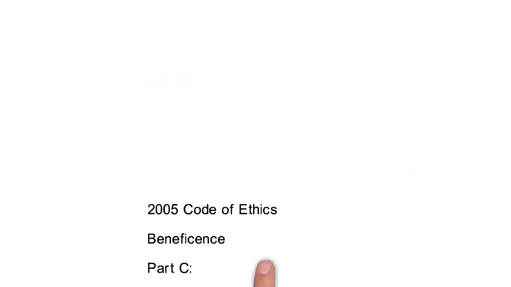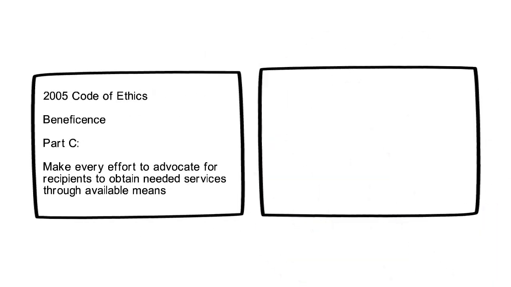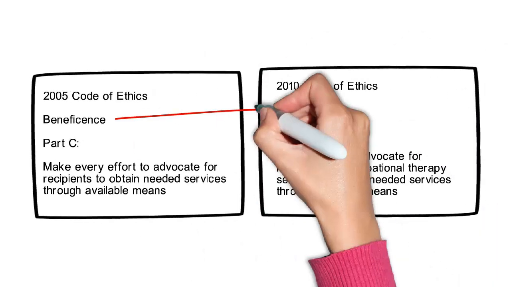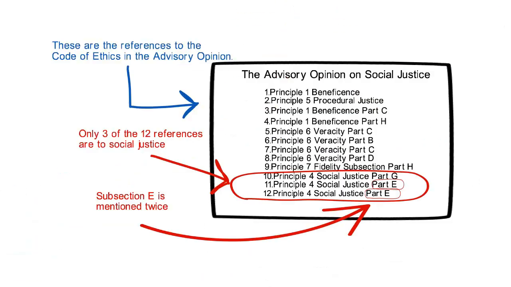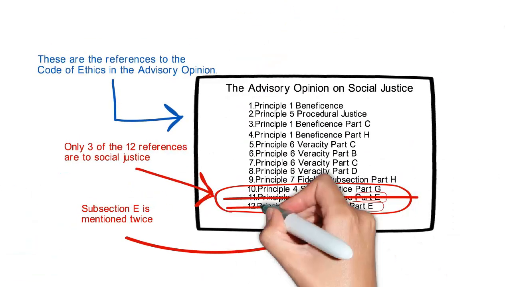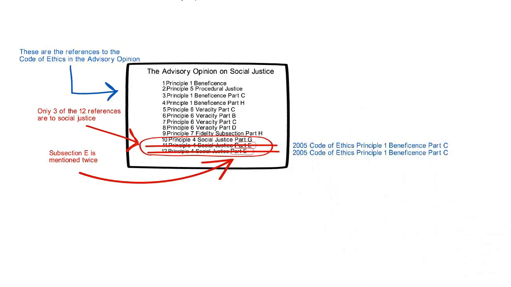Part E, for example, was simply transferred from the old Principle of Beneficence in the 2005 Code of Ethics. As can be seen, the language is basically the same. They are both saying that therapists should make an effort to make sure that patients receive services through whatever means available. This means that 2 of the references to Principle 4 in the advisory opinion are not necessary because they merely repeat what was taken from the Principle of Beneficence.